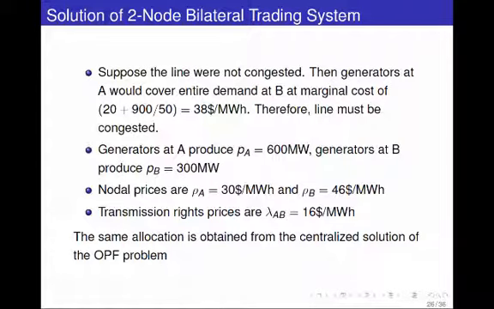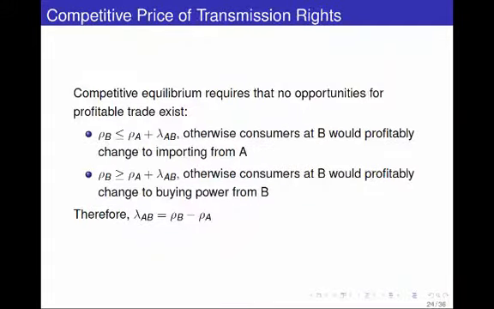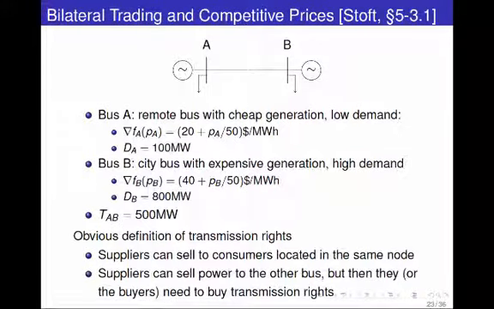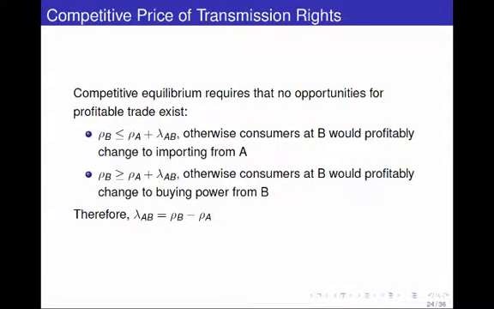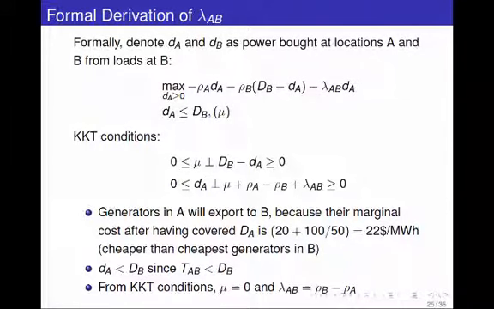You see where these numbers are coming from. I'm just plugging the production at location A into this marginal cost here. So 20 plus 600 divided by 50 is 30. 40 plus 300 divided by 50 is 46. The difference is the price of the transmission rights, the price at which these rights will be traded in a competitive market. And we've basically solved the competitive market problem.